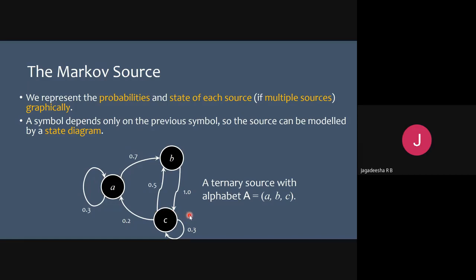These are called transition probabilities. That means if the source wants to go from one state to the next state, the probability of transiting from one state to another state is indicated by the value here. That indicates the probability of such a transition.